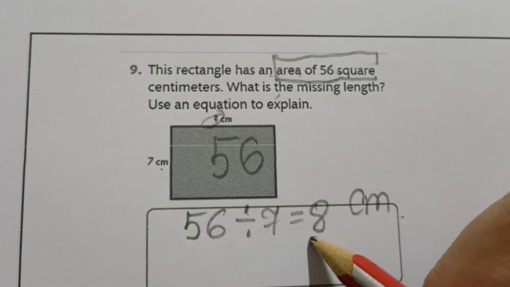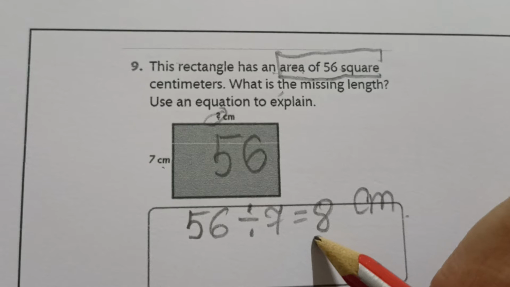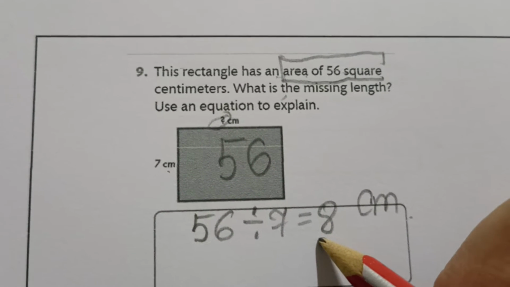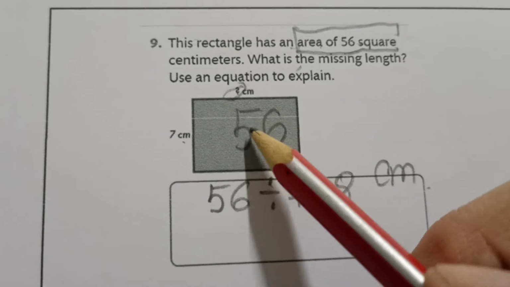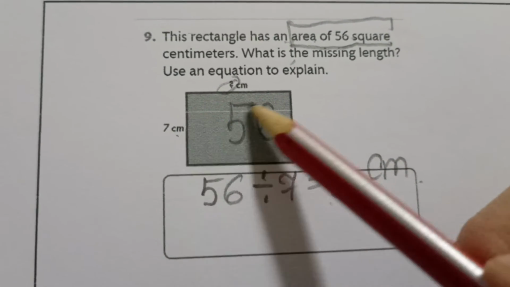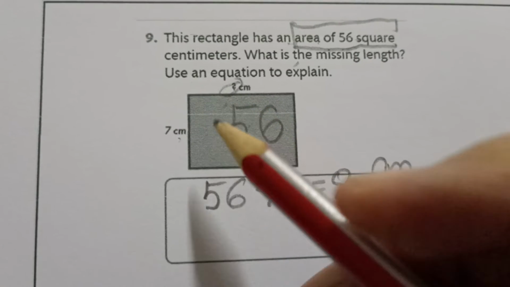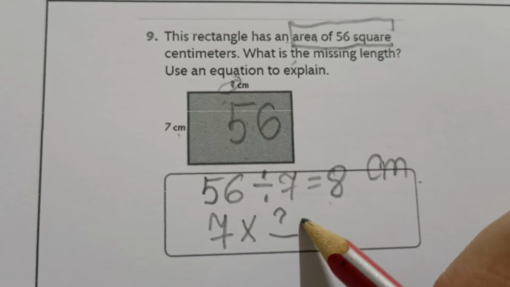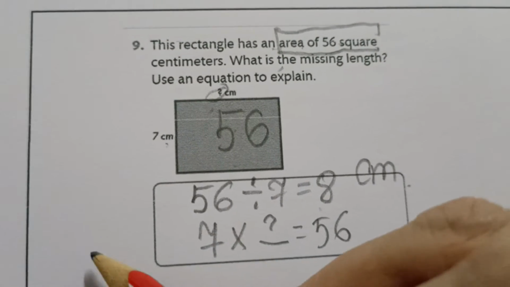When we are writing about side, we don't write square. We write square only about area, okay? Another variant you can know this. If you know that area is going to be side by side, so 7 multiplied by what number is going to be 56? You may do way number 2.